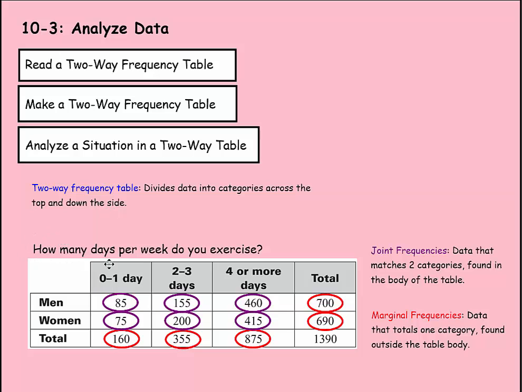We ask, how many days a week do you exercise? So one category would be how often people exercise. Another category would be men or women. So using these categories, we could break down the data into different parts.